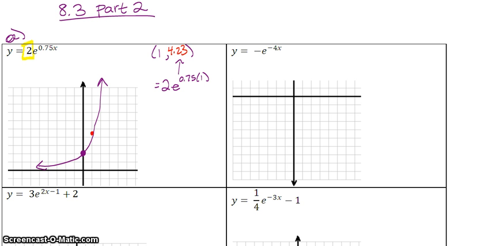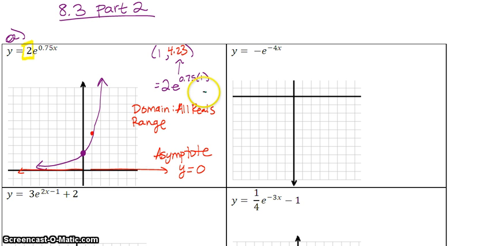And I didn't tell you to do this, so you may not have done this already, but let's find the asymptote and the domain and range. So the asymptote is still at y equals 0. It has not shifted up or down at all. And this is an exponential graph, just like all exponential graphs we've done in 8.1 and 8.2. So the domain is all reals. The range, this is above the y equals 0 line, so it's going to be y is greater than 0.